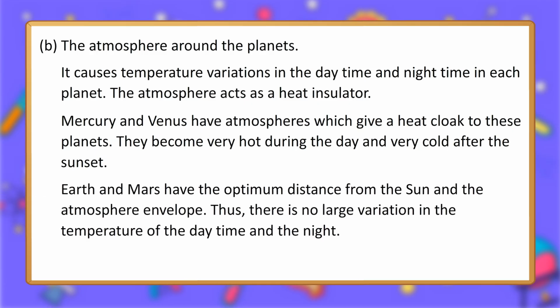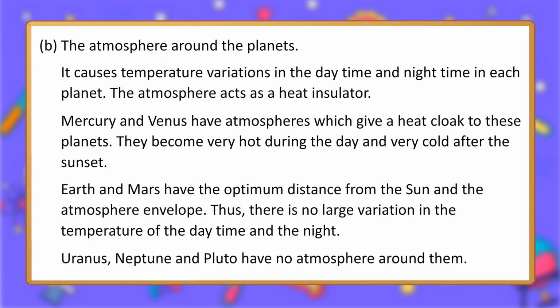Earth and Mars have the optimum distance from the Sun and the atmosphere envelope. Thus, there is no large variation in the temperature of the daytime and the night. Uranus, Neptune and Pluto have no atmosphere around.